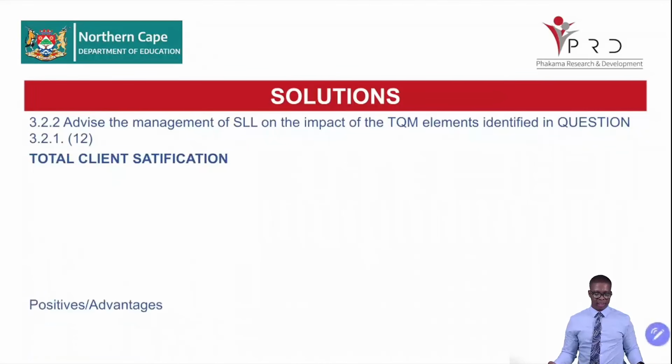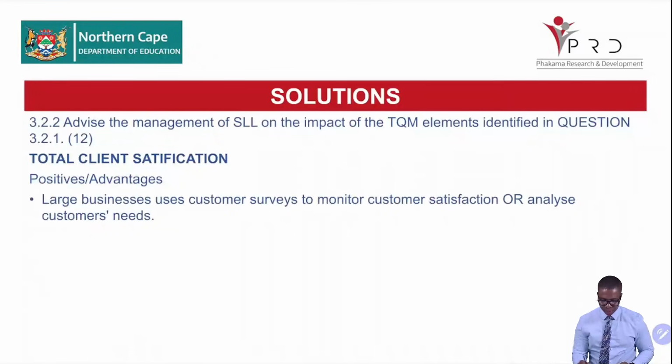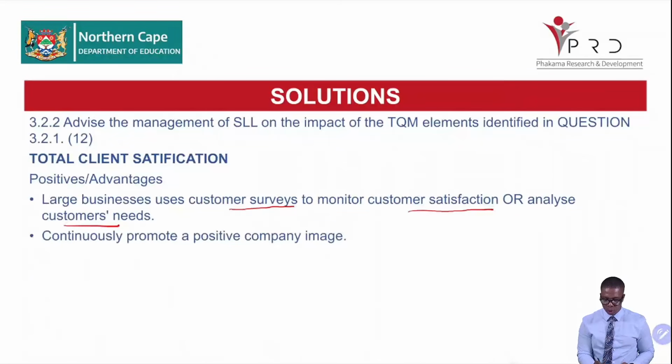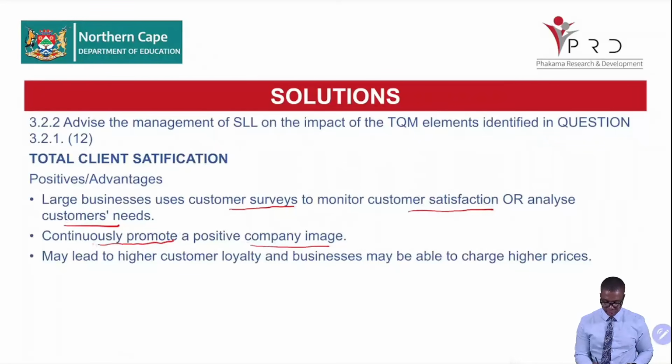To total client satisfaction. Why is it easy for a large business to make sure that all their clients are totally satisfied? Number one, a large business uses customer service to monitor customer satisfaction or analyze the customer needs. Number two, it can continuously promote a positive company image, because a large business will then allow these customers who are satisfied to talk positively about their business. It may lead to higher customer loyalty, and the business may be able to charge higher prices.